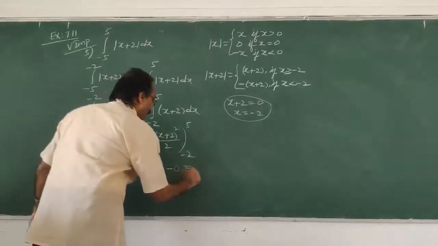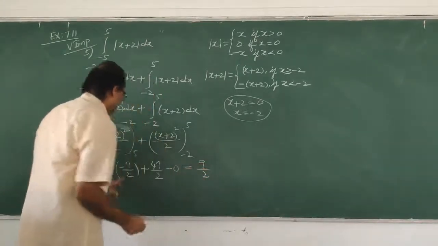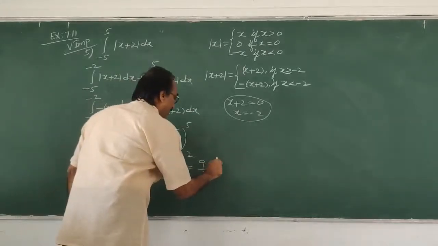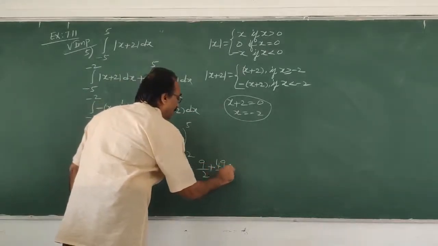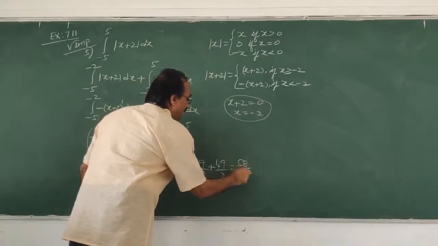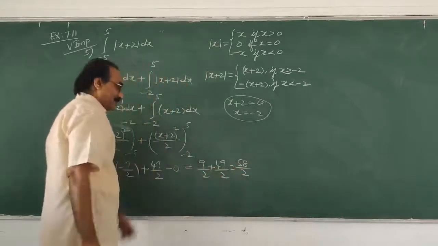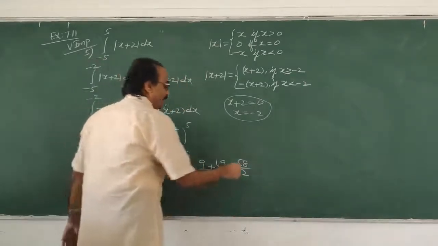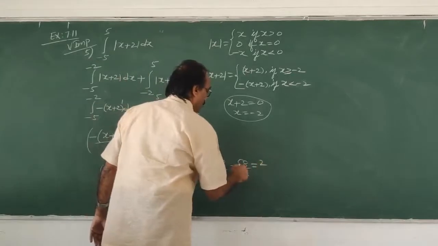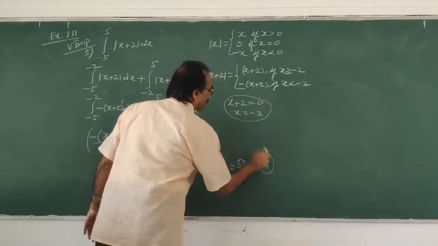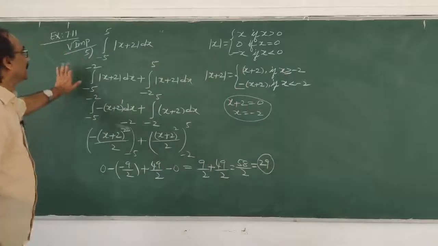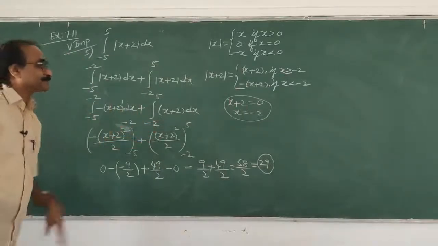So final how much you got? Minus into minus plus, plus 49 by 2. So it is 49 plus 9, 58 by 2. Why? Because both denominators are the same. So 58 by 2 means what will go? 2 2's are 4, 29. So the answer is 29. This problem's answer is 29.